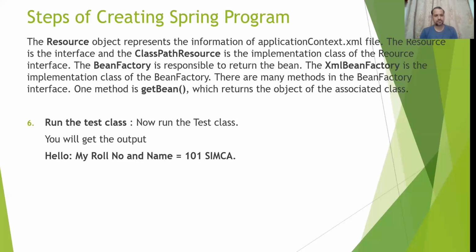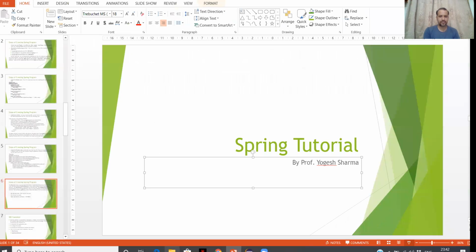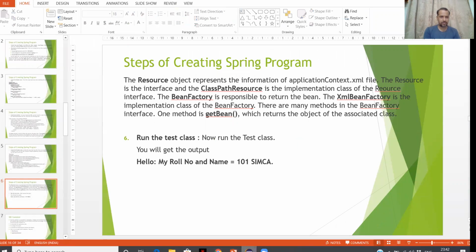You will get the output: Hello, my roll number and name is equal to 101. This is the output that you are going to be able to see. Now we are going to check in Eclipse how I have created this.